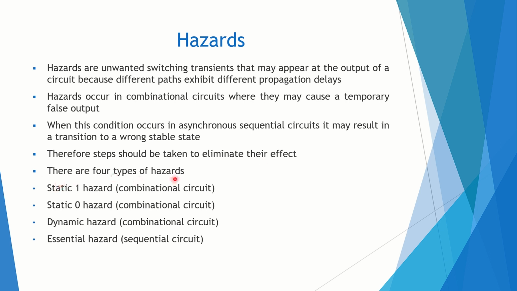So there are 4 types of hazards. One is static 1 hazard, which happens in combinational circuits. Static 0 hazard happens in combinational circuits, and dynamic hazard also happens in combinational circuits. These three combined can also happen in an asynchronous sequential circuit. And then the fourth one is essential hazard, that happens in asynchronous sequential circuits only.